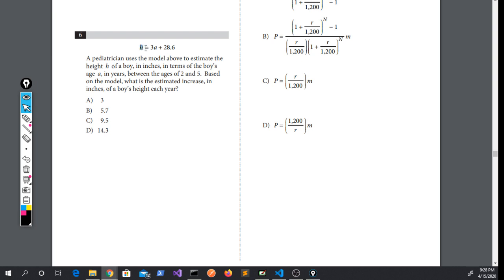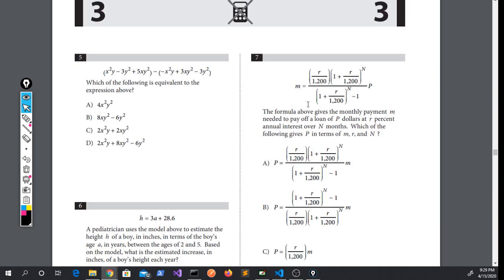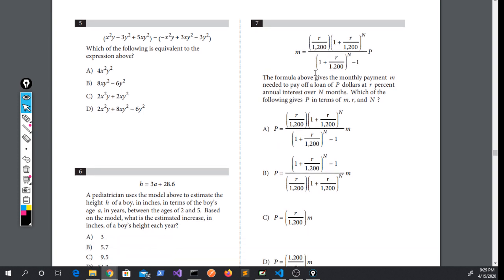So if this is the height, this is what? Then this is the default height. And 3A. A, what's A? Okay, A is age. So when do you age? Every year, right? So the boy grows 3 inches every year, so it becomes A, right? Makes sense. So okay, this one, some students trip up on this. This is actually pretty simple.